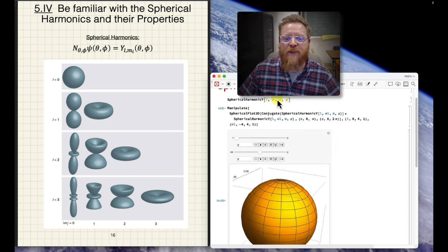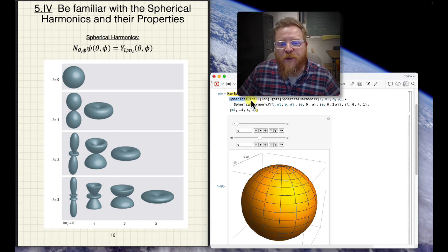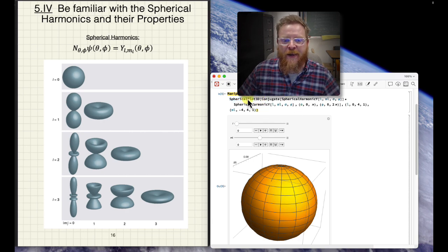So the way that these are built in Mathematica, it goes spherical harmonic Y, and the placeholders go L, followed by ML, and then theta phi dependencies. So here you can see I've got a Manipulate plot here. And to plot these, we've got to use the code SphericalPlot3D. So that's going to give us a three-dimensional plot with theta and phi dimensions. Okay, so let's take a look at some of these.